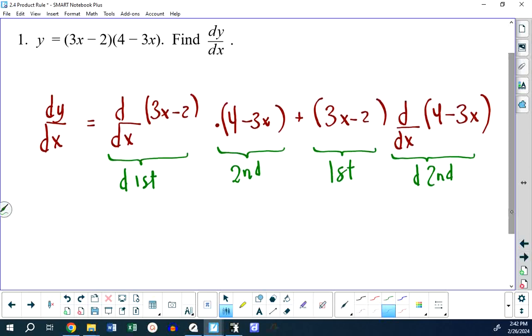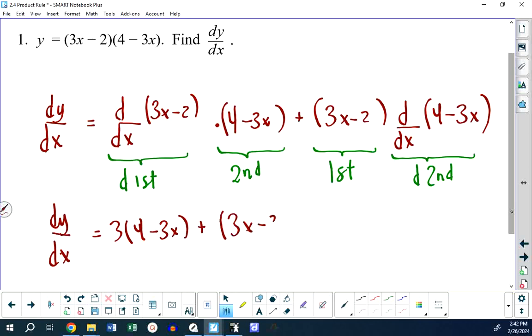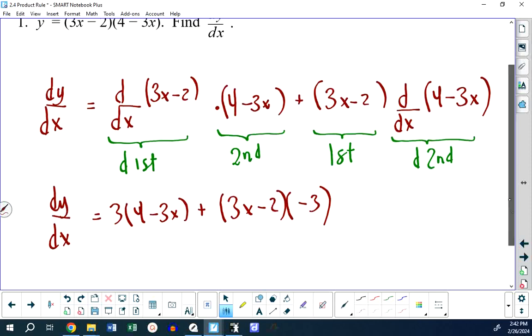In all reality, you would probably just say, looking at the very top, the derivative of the first is 3 times the second, plus the first, 3x minus 2, times the derivative of the second. We want things to be simplified and preferably factored, but since when we inspect this it's all linear, it's not even going to be quadratic, factoring doesn't really have a place here. Let's multiply this out and simplify it. Then if there's something to factor, we can.